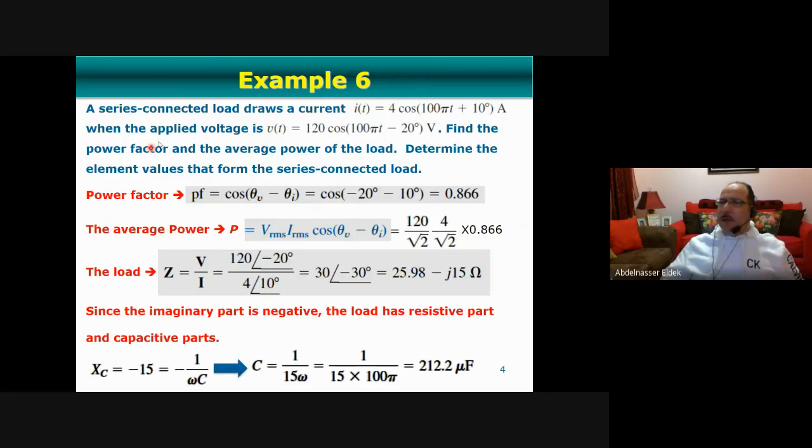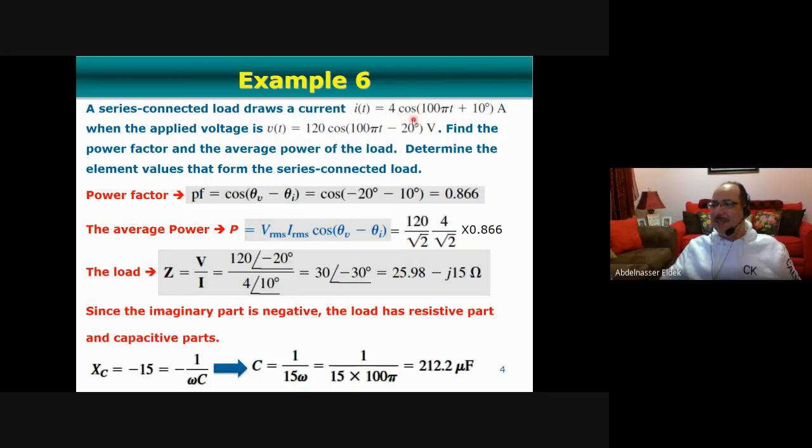We have this long problem. It looks long, but it is nothing. We have some series loads. This is the current and this is the voltage. We need to find the power factor. So what's the power factor? It's very simple: the cosine of the difference in phase.